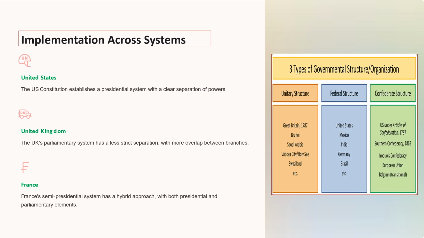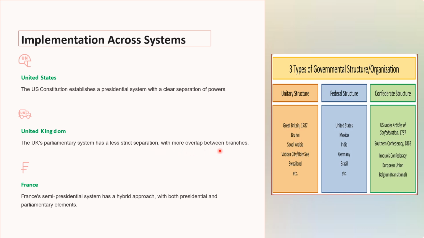Implementation across systems. The separation of powers is implemented differently across various systems. In the United States of America, the US Constitution establishes a presidential system with a clear separation of powers. So there is a clear division of powers among branches in the USA and a robust system of checks and balances in the US Constitution. And the United Kingdom's parliamentary system has a less strict separation with more overlap between branches.